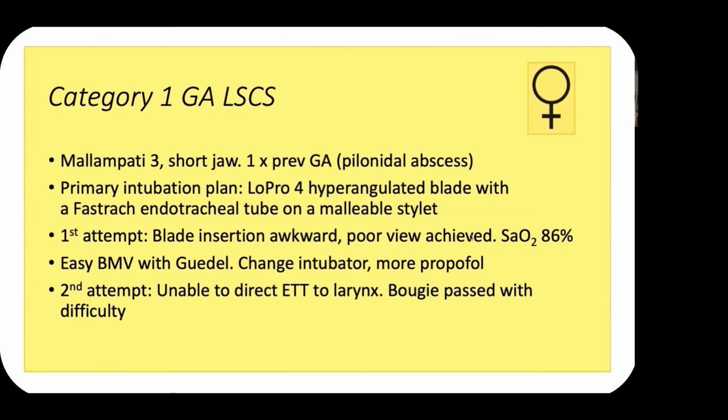On first intubation attempt, laryngoscopy blade insertion was difficult, a poor view was achieved, and the patient started to desaturate. Face mask ventilation was found to be easy with a Guedel, and the patient rapidly reoxygenated. More propofol was given, and there was a change of intubator. On the second attempt, again with the LoPro 4 blade, they got a reasonable view of the larynx, but were unable to direct the endotracheal tube on the stylet to the larynx. However, with a bit of a struggle, they were able to pass a bougie and intubate the patient.